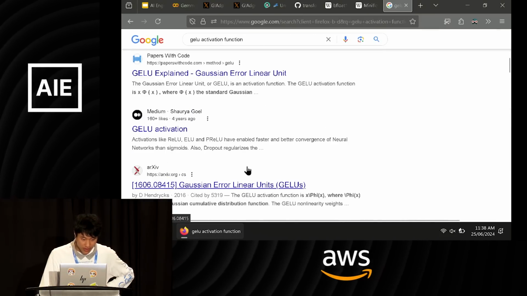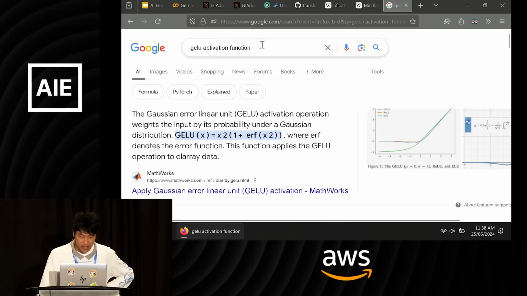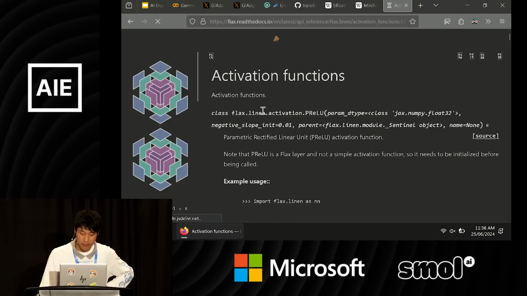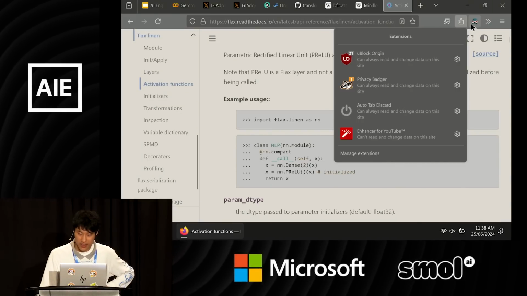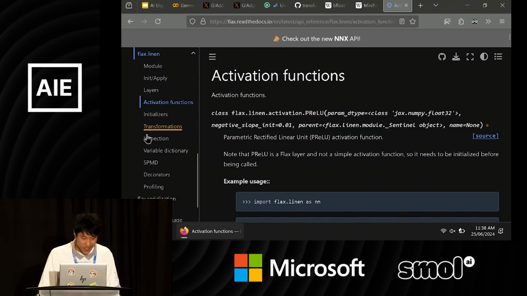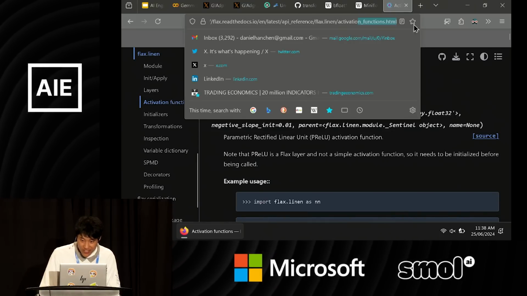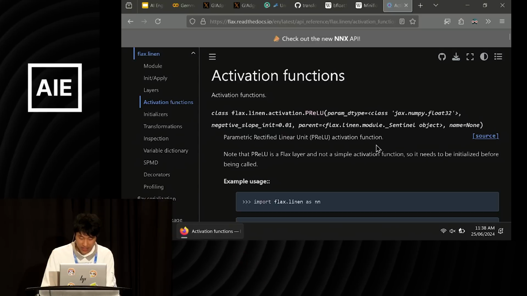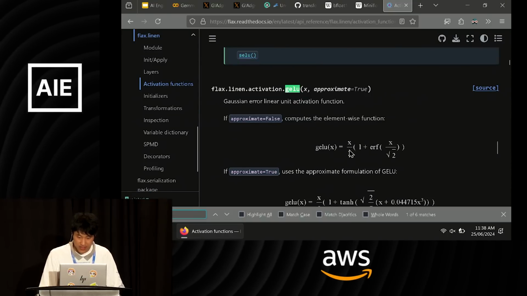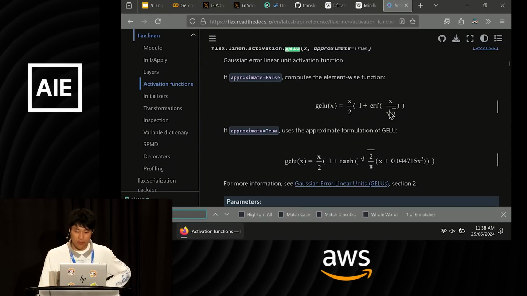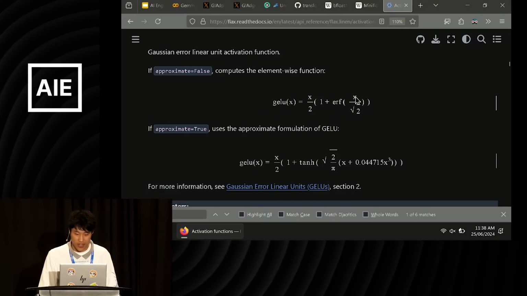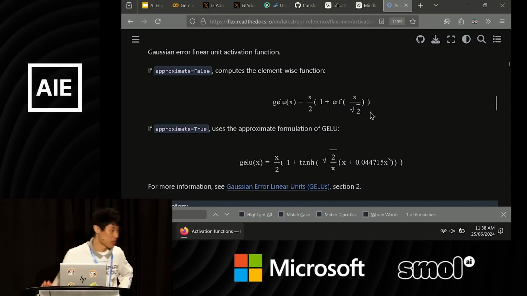Where is GELU? I have to find it. Yes, so the exact GELU is this one. There's an error function. My thing is not rendering it properly.